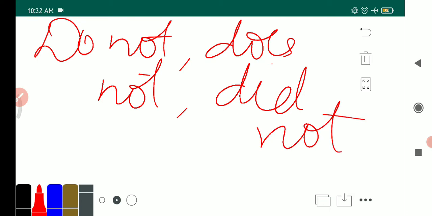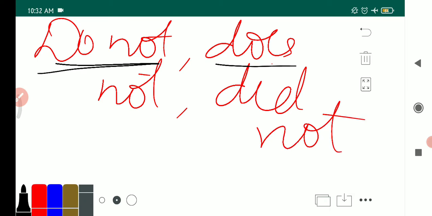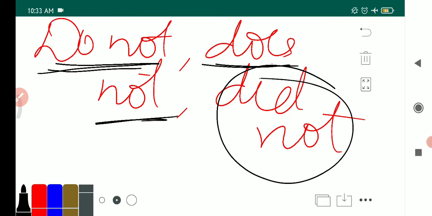So students, we use do not and does not with simple present tense. If a sentence is in simple present tense, then we use do not and does not. And if a sentence is in simple past tense, then we use did not. So please remember, with simple present tense we use do not or does not, and with simple past tense we use did not.